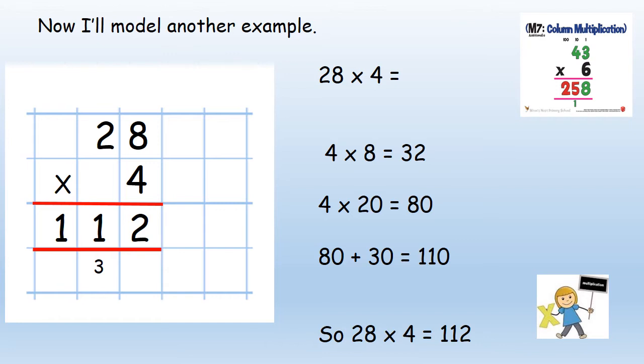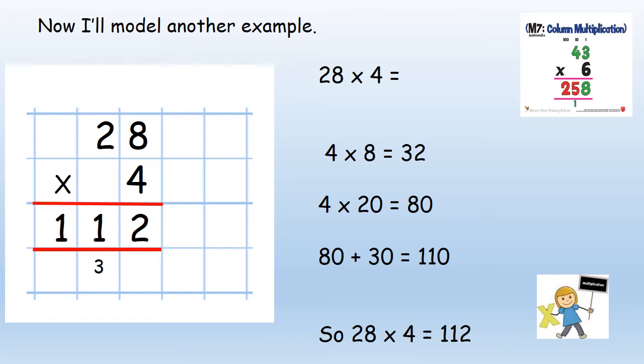Now I'll model another example, and we'll try to simplify it while you have a look at the diagram on the left. 28 times 4. First of all, we're going to do 4 times 8, which I hope you know is 32. Now, we're going to put the 3 tens in the tens column below the answer line, and then we're going to put the 2 ones directly into the ones column. And then we're going to move on to the tens, multiplying the tens. 4 times 20 is 80.